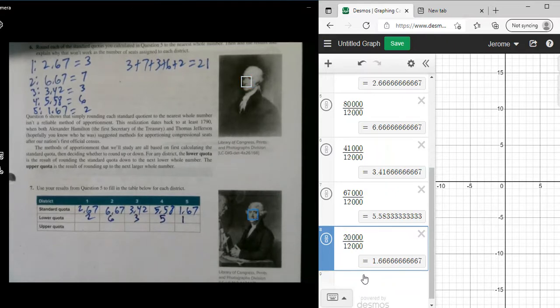Do you all follow that? Okay, now the upper quota, you just add 1 to the lower quota. So this would be 3, 7, 4, 6, and 2. Do you all follow how to do the lower quota and the upper quota?